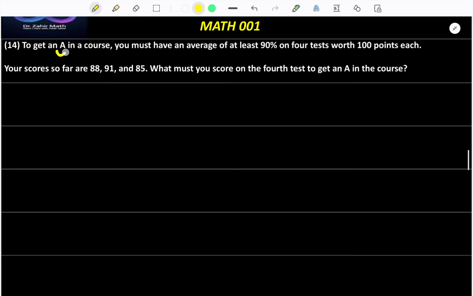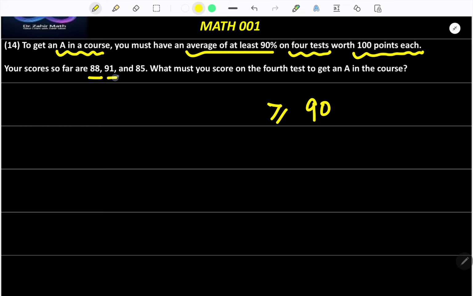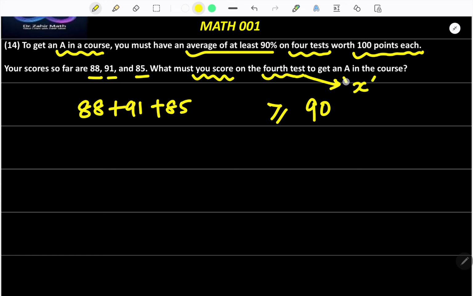To get an A in a course, you must have an average of at least 90%. At least means what? More than or equal to 90, on 4 tests worth 100 points each. Your scores are 88, 91, 85. What must you score on the 4th test? Let me call the 4th test mark x. So I'm going to add plus x.